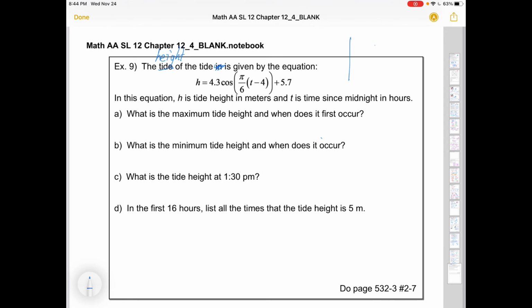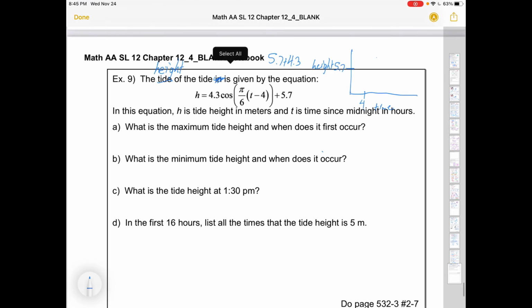So if I just think about this graph, I know that it's got a midline at 5.7. And I know it's going to have a max at t equals 4. So this is going to be time right here, and this is height. So its max is just going to be 5.7 plus 4.3. I'm just going to generate the basic version of this graph to start with. So there it is at 10. It's also going to have a minimum at 5.7 minus 4.3, so that would put it at 1.4. Okay, so here's what the graph does.